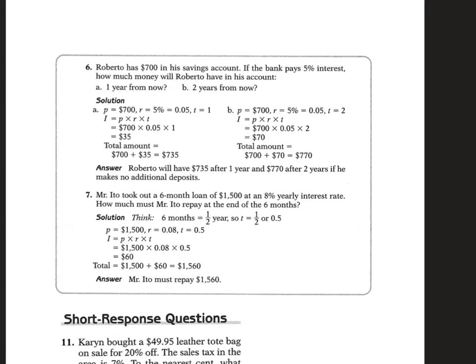So some examples that are done for you. For 6, it says Roberto has $700 in his savings account. That's your principal. The bank pays 5%. That's your rate. You've got to turn that into a decimal. How much money will he have in his account a year from now and 2 years from now? So you're going to do 700 times 0.05, which is 5% as a decimal, times the years. So the first one would be 1, that would be $35. So you add that to the $700, that would be $735 in his account. For 2 years, it would be $70. So then you would add that to the $700 to get $770 in the account.